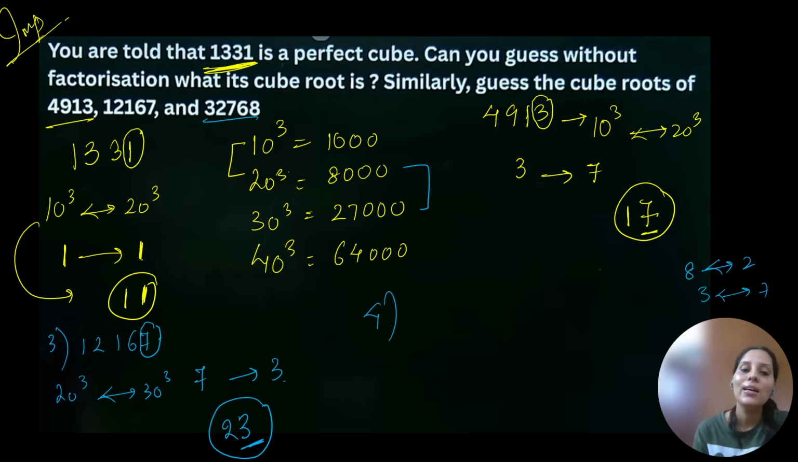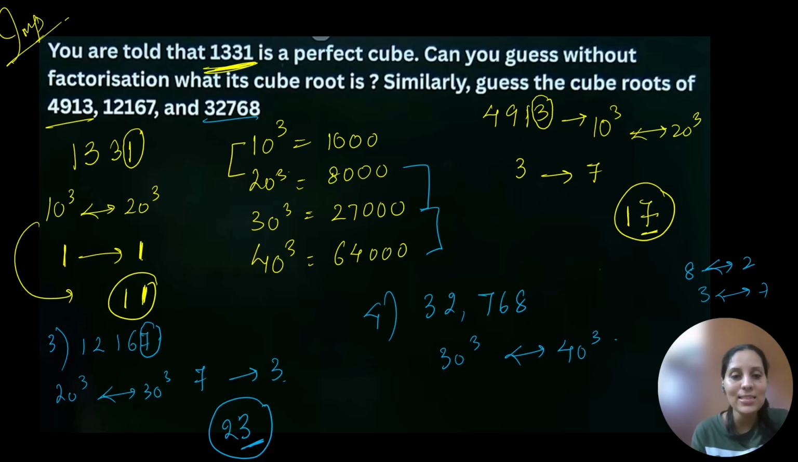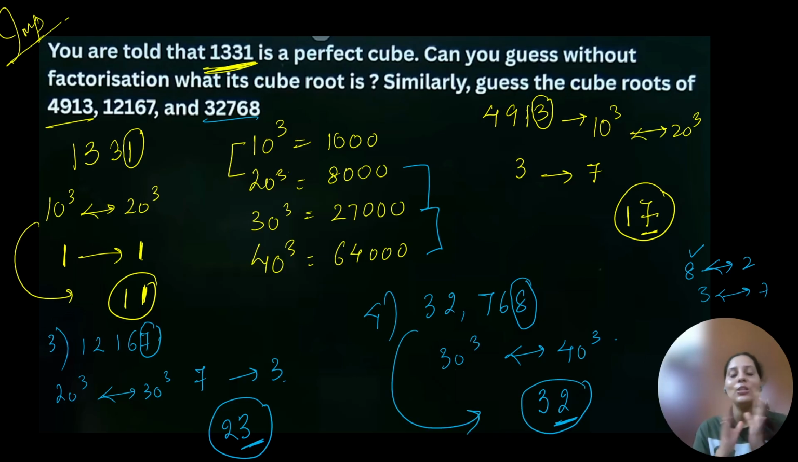One more, the last one, 32,768. This clearly lies between 30 cube and 40 cube, that is, between 27,000 and 64,000. Now what is the last digit here? 8. When a number ends in 2, its cube ends in 8, so when the cube ends in 8, the root ends in 2. So your last digit should be 2, and the tens digit should be 3 because it lies between 30 and 40. So the cube root of this is 32. I hope everyone is clear and it's so easy.